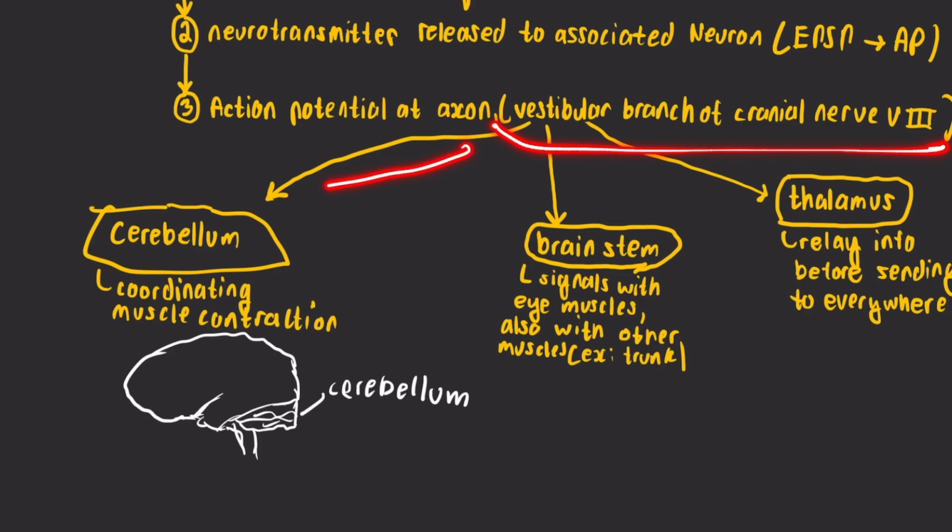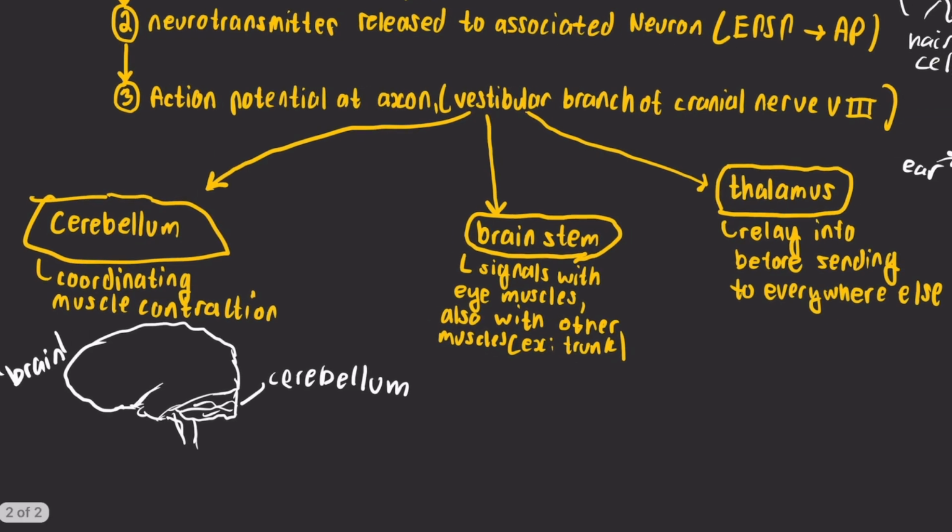So from here, it's going to send signals to here, which is this part of the brain. And that will help you maintain your muscle contraction by coordinating with it if you want to maintain some sort of balance with those muscles. It will also send signals not just to the cerebellum, it will also send signals to the brain stem. So the brain stem is actually here. That's where your brain stem is. So it will send signals to that brain stem, and it will coordinate with the eye muscles as well as with other muscles such as your neck and especially your trunk for maintaining that balance. Okay?